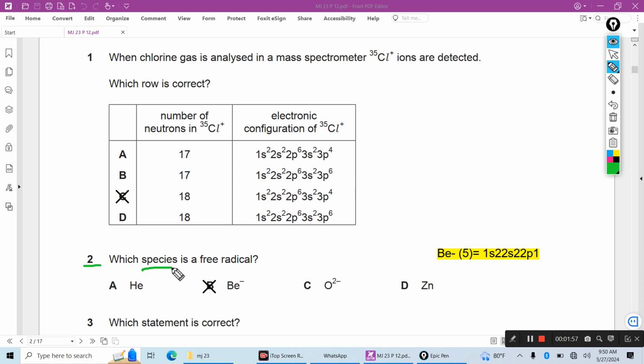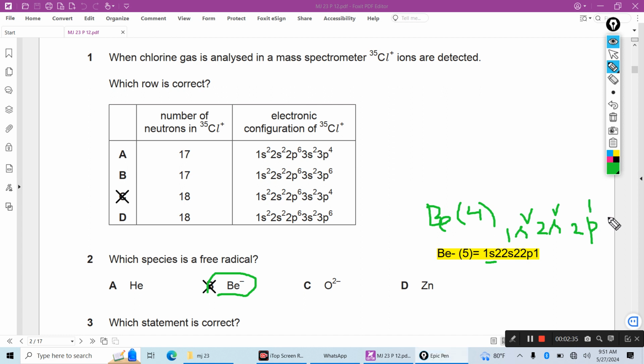Then number 2: which species is a free radical? You know a free radical is a species which has one or more unpaired electrons. Beryllium has 4 electrons, but Be minus has 5 electrons: 1s2, 2s2, 2p1. So p1 has one unpaired electron, so it can work as a free radical. Helium is a wrong answer, 1s2, there is no unpaired electron. Oxide ion has 10 electrons, 1s2, 2s2, 2p6, there is no unpaired electron. Zinc ends in 3s2, there is no unpaired electron. B is the right answer.